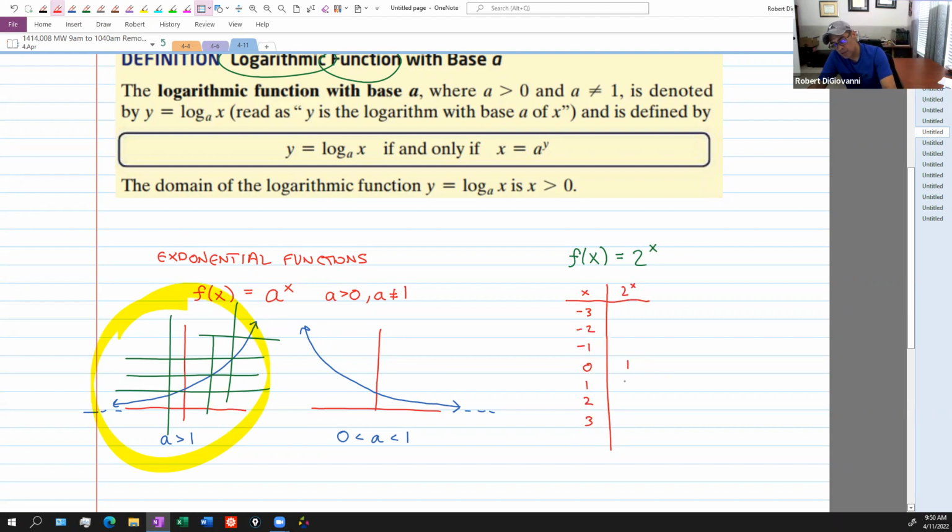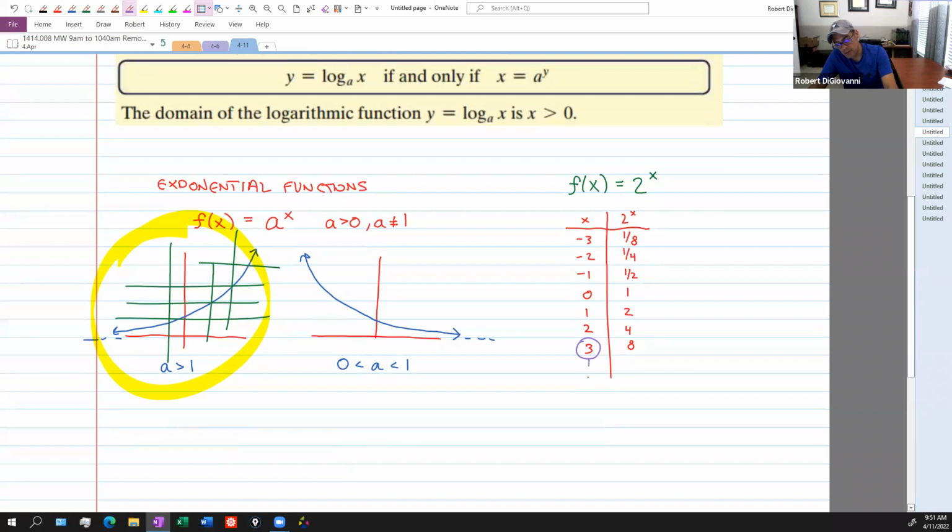If you plug these in, you'll get 1, 2, 4, 8, and over here you'll get 1/2, 1/4, and 1/8. We did this already, so I don't want to go through it too much. But the thing I want you to notice is, let's say we wanted to figure out what happens when we plug in 3. We do 2 to the 3rd power, and that gives us 8. That makes sense algebraically. We're just doing 2 times 2 times 2. That's what 2 cubed means.